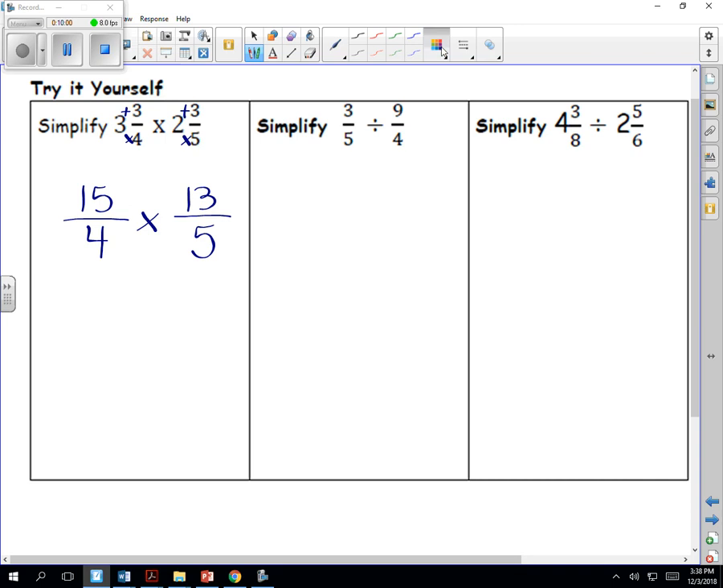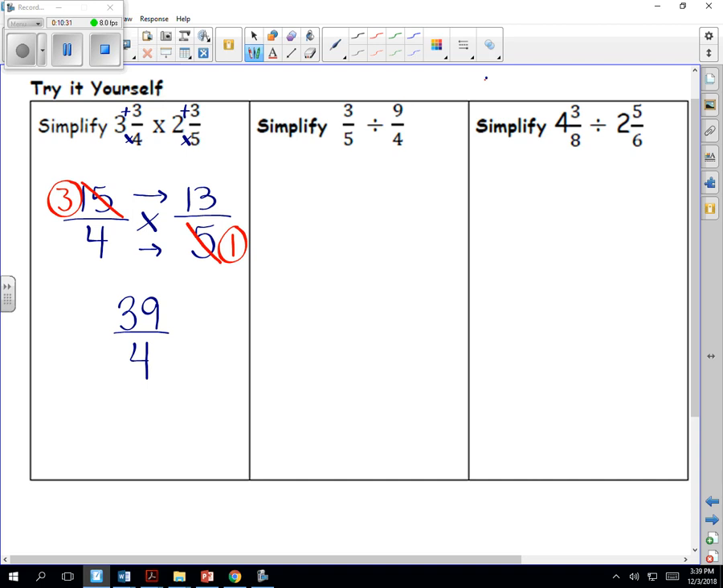Am I able to cross cancel? Yes. 5 and 15 both have a common factor of 5. 5 goes into 15 3 times, and 5 goes into 5 1 time. 3 is prime, therefore, 13 is prime, therefore 13 and 4 cannot reduce. So now I'm going to multiply across, so 3 times 13 is 39, 4 times 1 is 4.